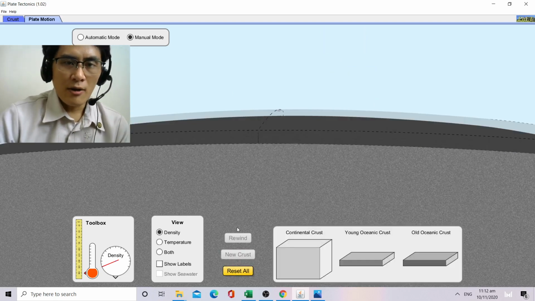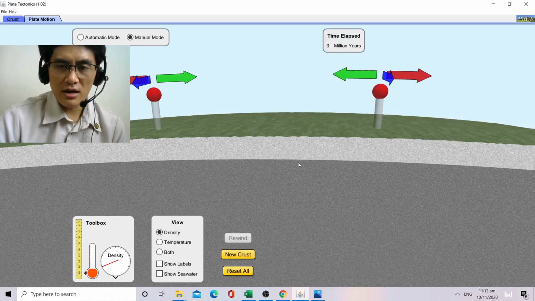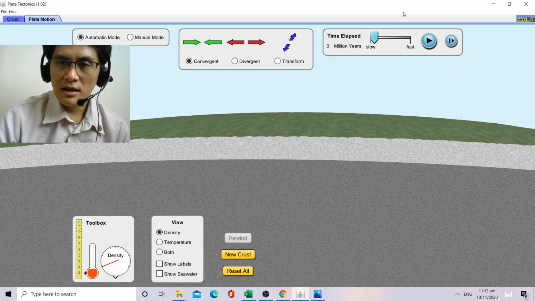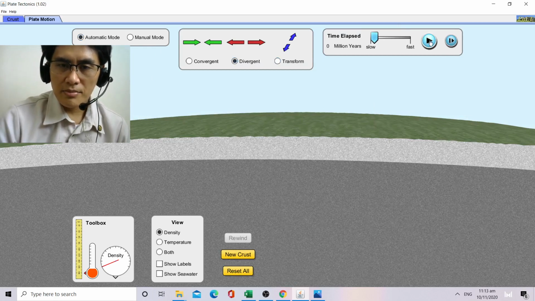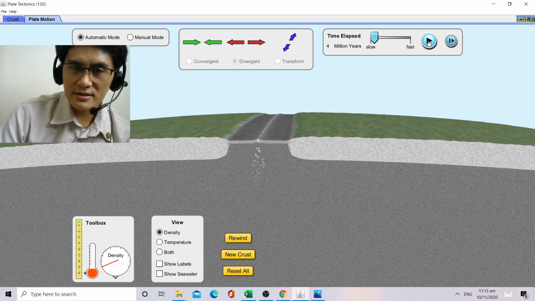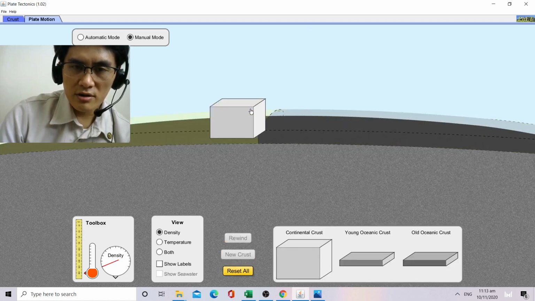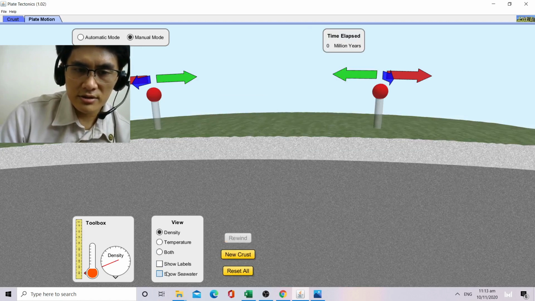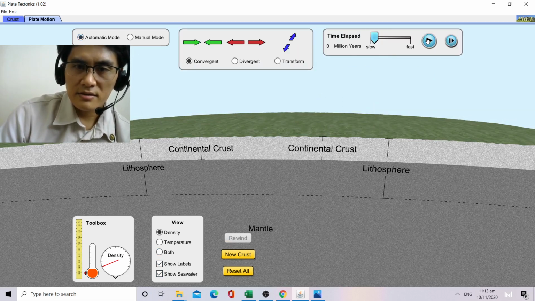Okay? Now, in terms of divergence, you can have two cases. You could have a divergence in a continental plate. So this is continental, continental. I'll have automatic and I'll have divergent. Okay? And then I'll play it. Okay? And just for emphasis, I will show the seawater, continental, continental. I will show the seawater and the labels. And then let's play this.